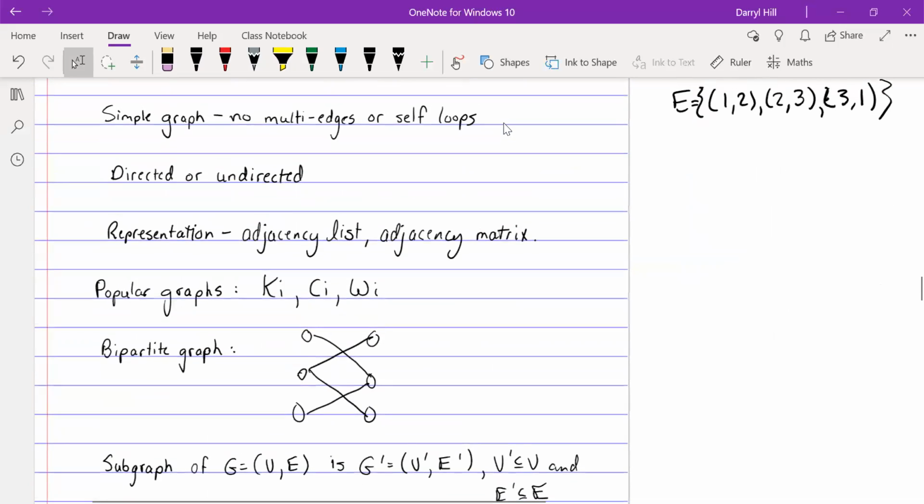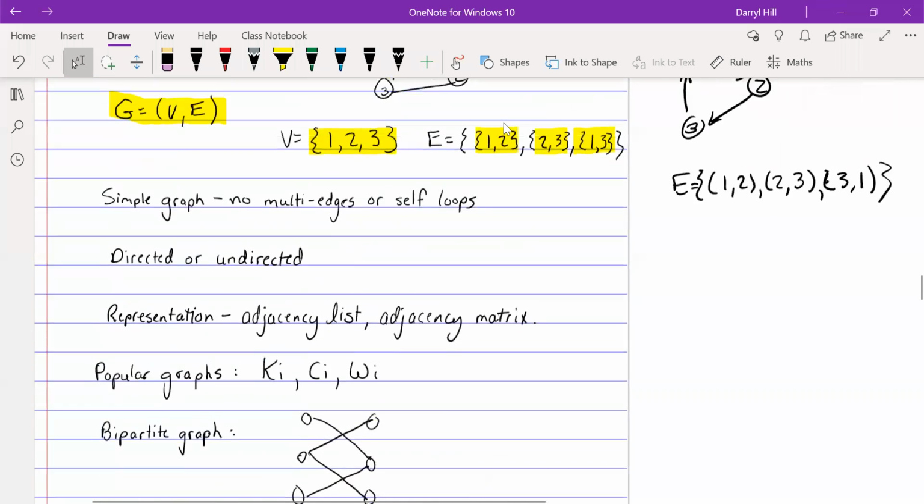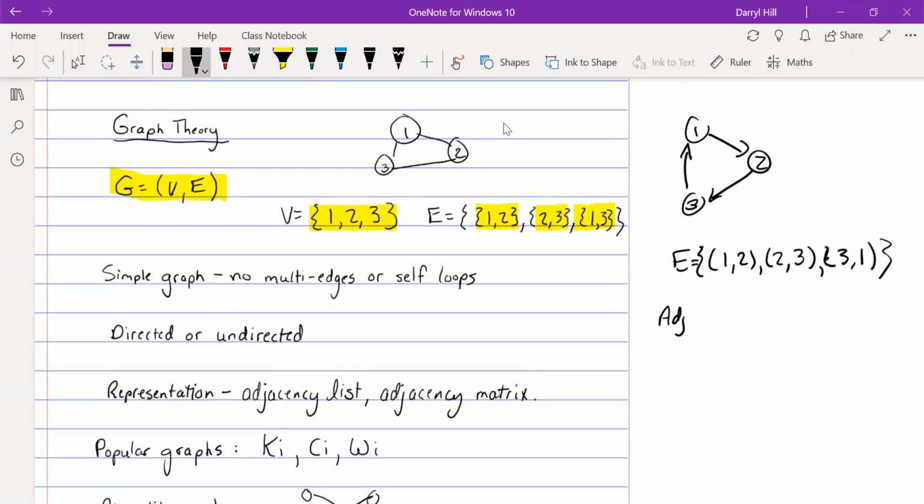Representation: adjacency list or adjacency matrix. An adjacency list of this graph would be, I would just put each vertex and then list all the things that it's incident on. So 2 is a neighbor of 1, and 2 is mapped to 3, and 3 is mapped to 1. So you can have this adjacency list for this directed graph. For an undirected graph, I would say 1, 2, 3, and then I would list 2 and 3, 1 and 3, and 2 and 1, or 1 and 2, or whatever.